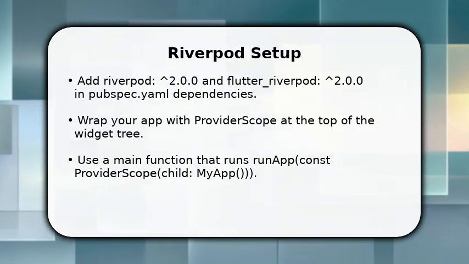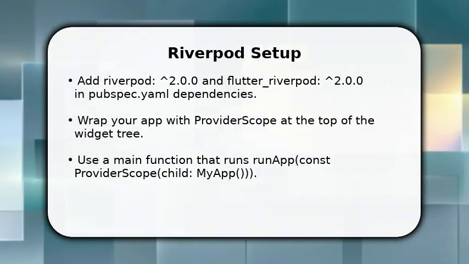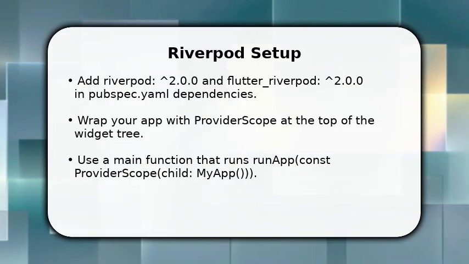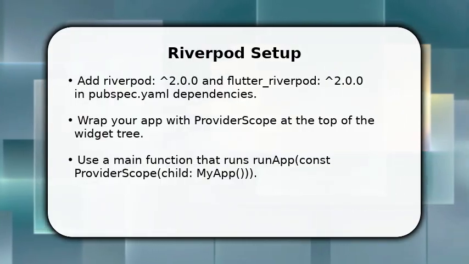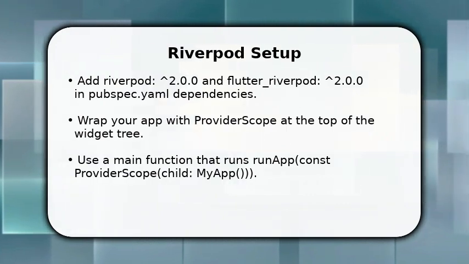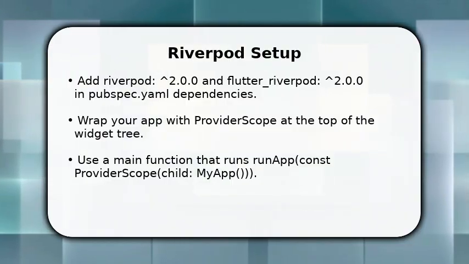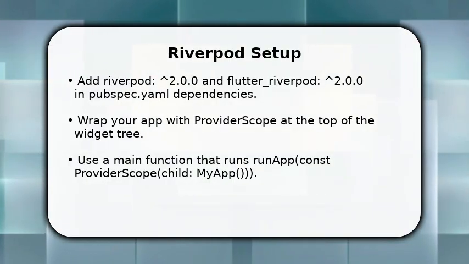Wrap your app with ProviderScope at the top of the widget tree. ProviderScope stores all provider state for your entire application lifecycle. Use a main function that runs runApp, const ProviderScope, child: MyApp. This setup initializes Riverpod before any widgets build and before UI rendering begins.